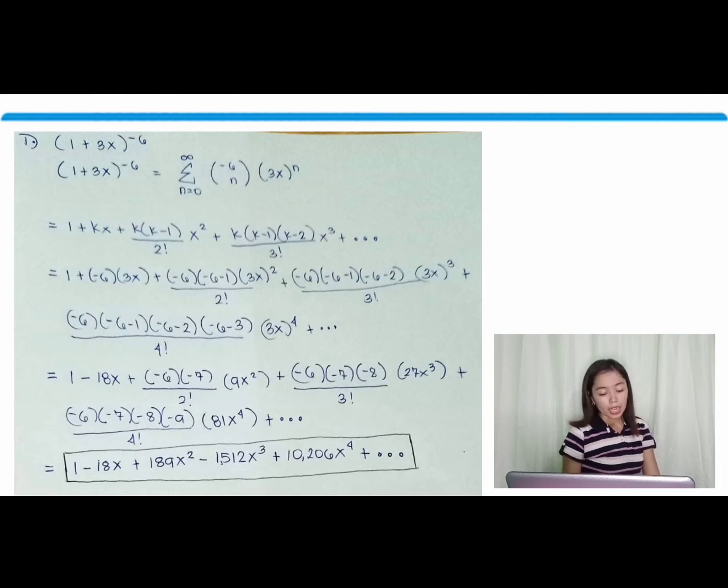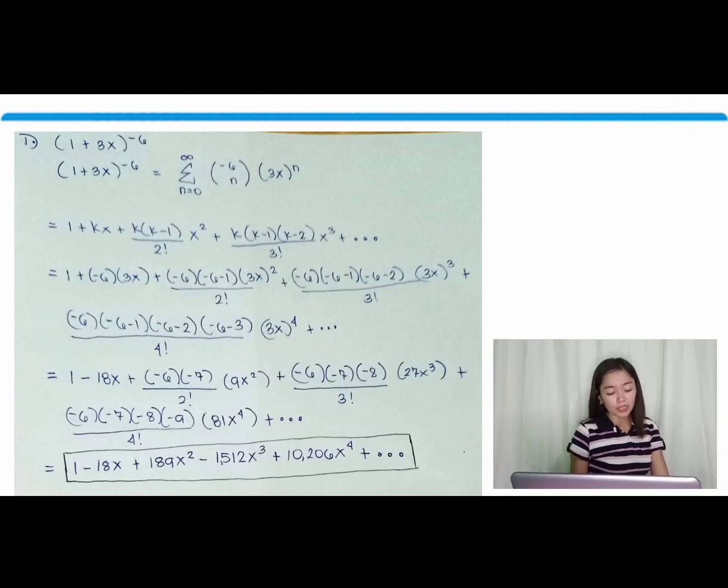Now we have 1, negative 6 multiplied by 3x, we have negative 18x, and negative 6 multiplied by negative 7 over 2 factorial times 3x squared, we have 9x squared, plus negative 6 multiplied by negative 7 multiplied by negative 8 over 3 factorial times 27x cubed, plus negative 6 multiplied by negative 7 multiplied by negative 8 multiplied by negative 9, and for x raised to 4, we have 81x raised to 4 over 4 factorial.